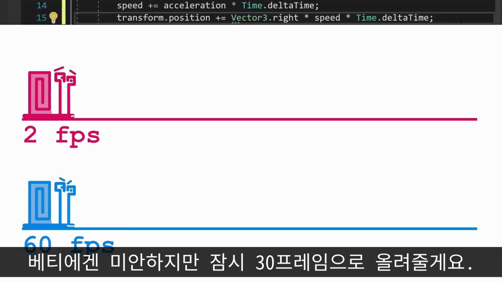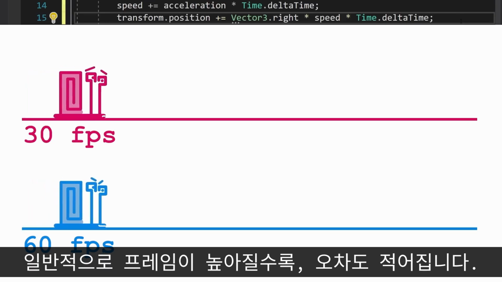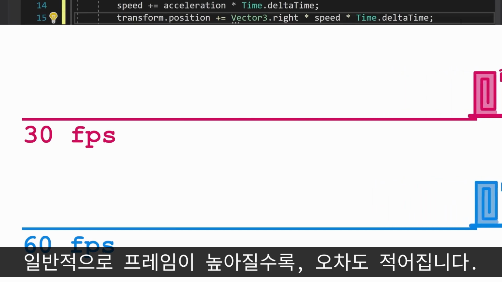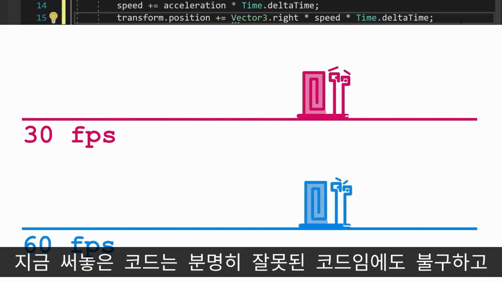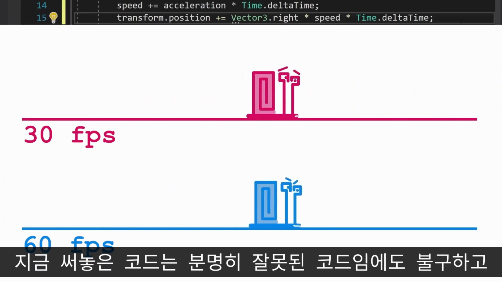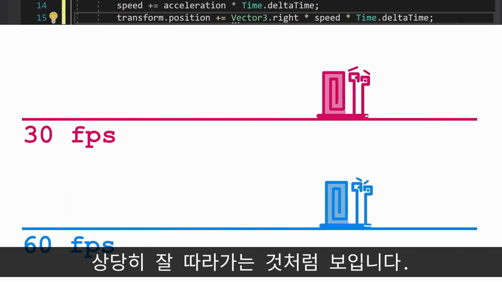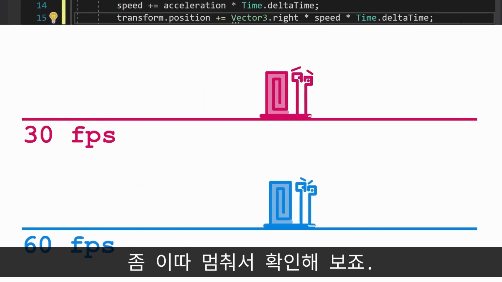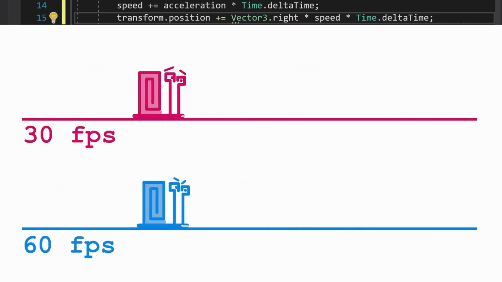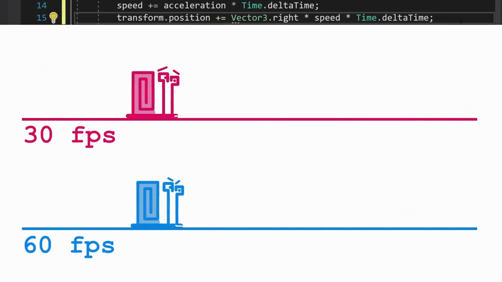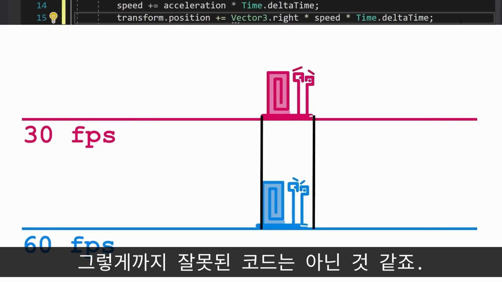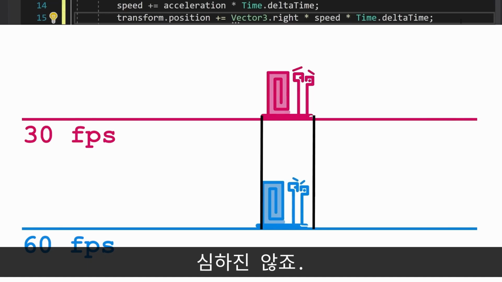Betty won't like this, but I'm gonna upgrade her to 30 frames per second for this experiment. The general rule of thumb is the higher the frame rate, the better these approximations work. So this is the exact same flawed code that we already tried out earlier, but as you can see, the snails do a really good job staying in sync with each other. Let's keep this running for a little bit just to see what happens. And what you can see is it's not so flawed after all. They're starting to get slightly out of sync, but it's nothing too crazy.